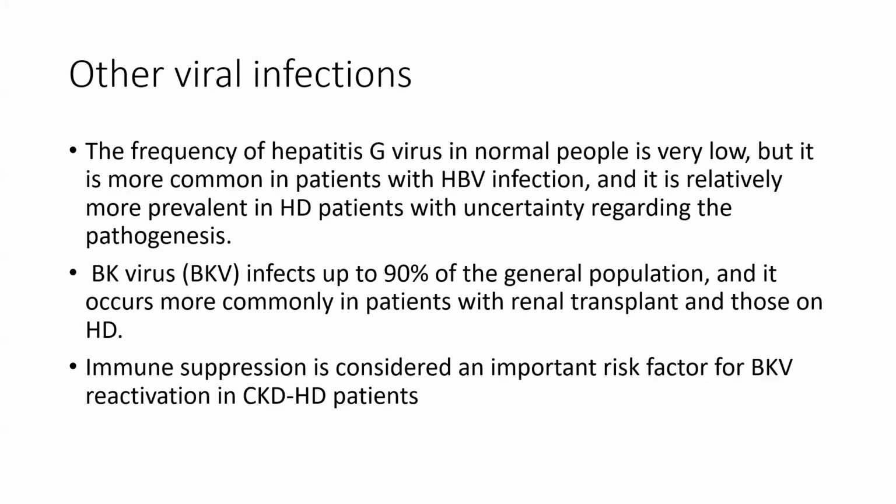Other viral infections. The frequency of hepatitis G virus in normal people is very low, but it is more common in patients with HBV infection and it is relatively more prevalent in HD patients, with uncertainty regarding pathogenesis. Now, BK virus infects up to 90% of the general population and it occurs more commonly in patients with renal transplant and those on HD. Immune suppression is considered an important risk factor for BK virus reactivation in CKD and HD patients.